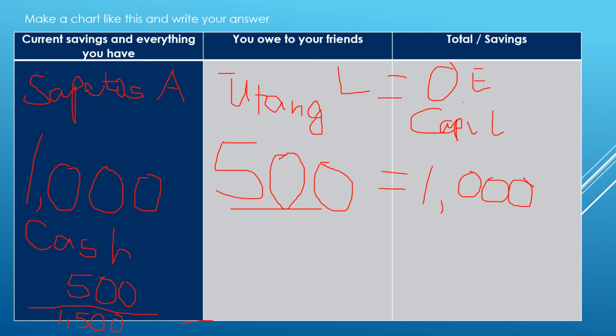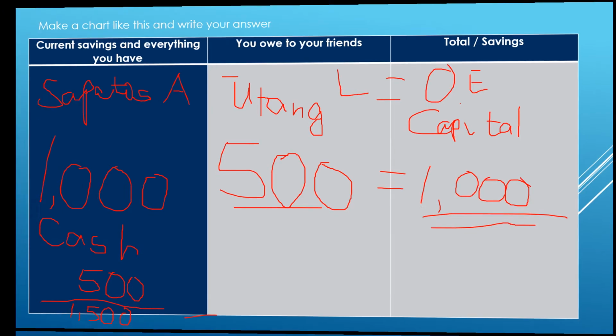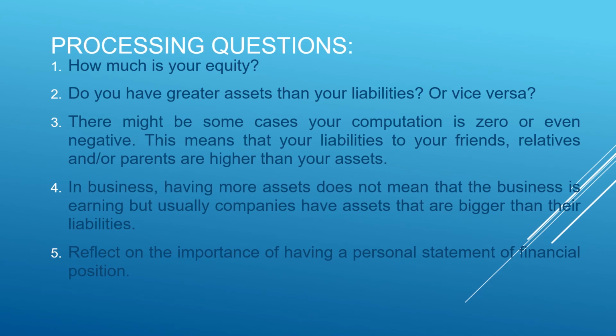O, paano na ba to? Isulat nyo yung mga pag-aari ninyo. Gumawa kayo ng chart ng katulad nito at then isulat kung magkano yung nasa inyo. Okay? Yung sa akin, meron akong 1,000. Mayaman ako, meron akong 1,000. Okay? Next. How much is your equity? Yung sa akin ay 1,000. How about yours?